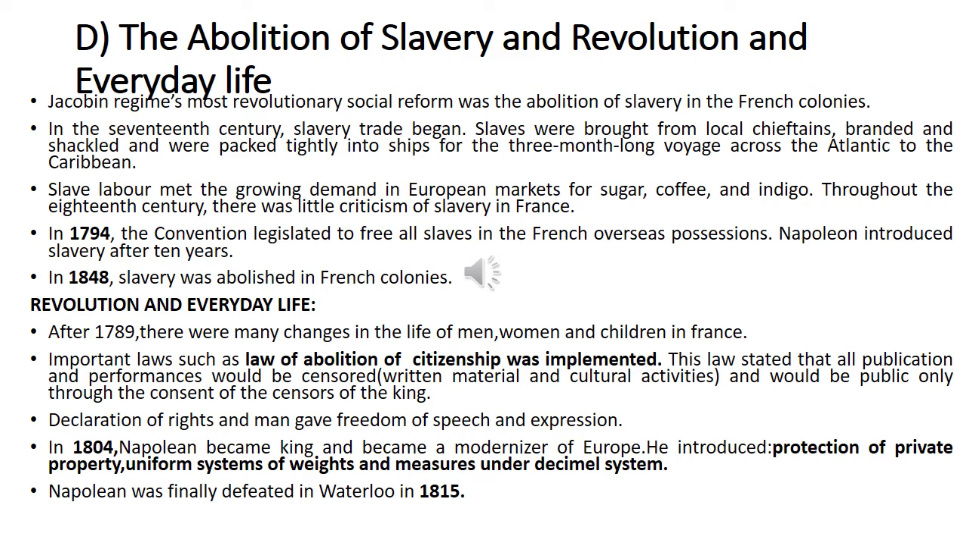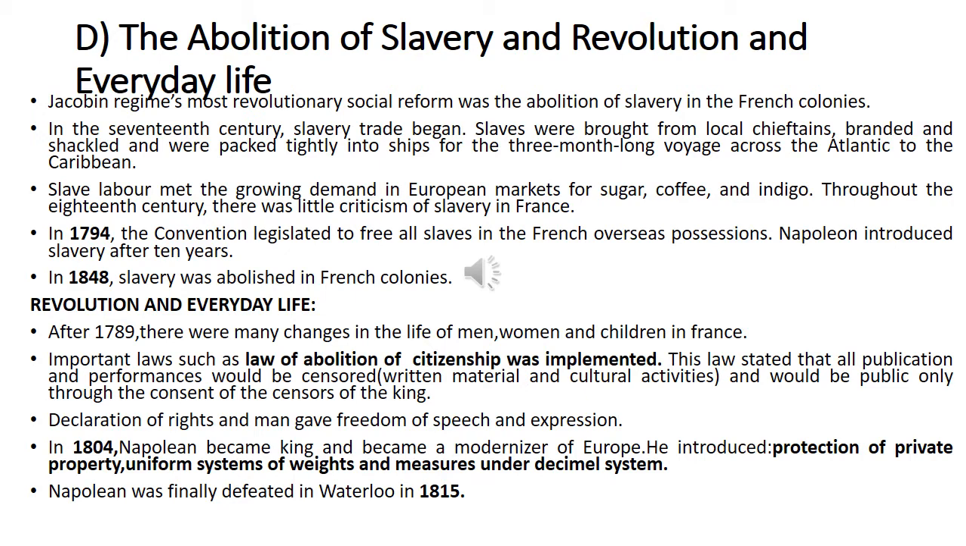Even after his defeat, the ideas of Napoleon on liberty and modern laws continued in other parts of Europe. The ideas of liberty and democratic rights were the most important legacy of the French Revolution, which spread all over Europe. This led to the abolition of the feudal system and freedom of colonial nations.